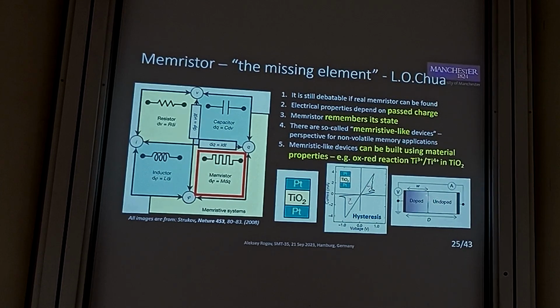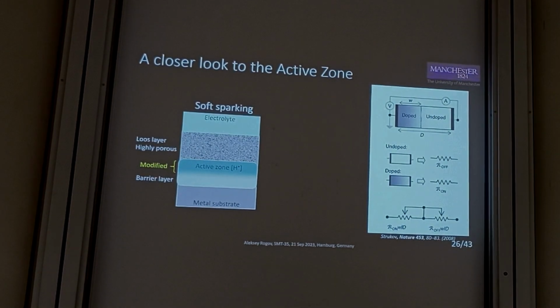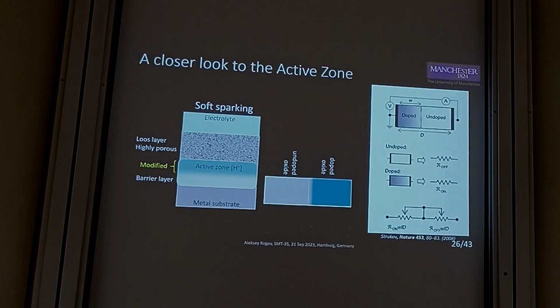When titanium changed its oxidation state because of past charge through the system, the overall titanium dioxide is split into two components, like doped and undoped, and the ratio of doped to undoped is a function of charge, and as a result, overall electrical response of such sandwich experiences a characteristic hysteresis. If we have a closer look at our proposed active zone concept, we have modified layer within the barrier layer, which can be exactly considered as doped and undoped oxide. So the equivalent circuit proposed by Strukov can be applied here as well, and we can do some calculations.